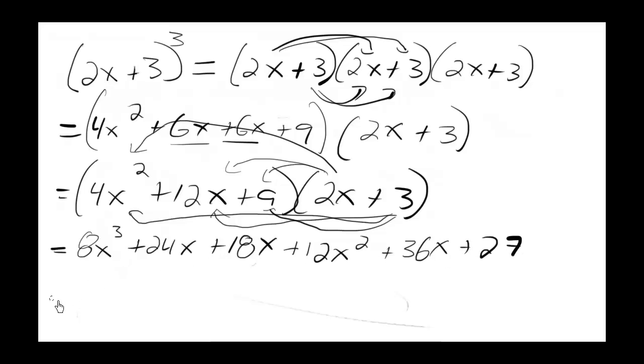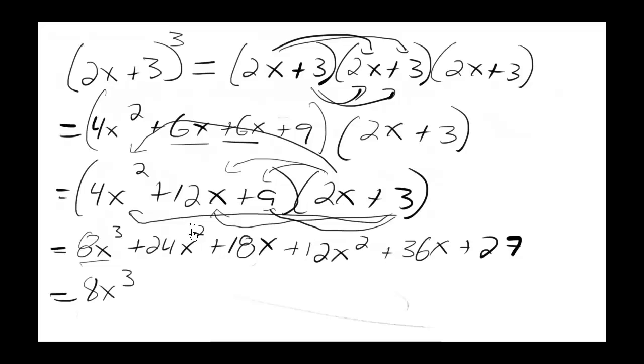What we do after we distribute, we always look for like terms. So nothing combines with this 8x cubed. I rewrite it. And I was not very careful, this should be squared, I think, right? Because 2x times 4x squared is 8x cubed. 2x times 12x is 24x squared, adding the 1 and 1 together.